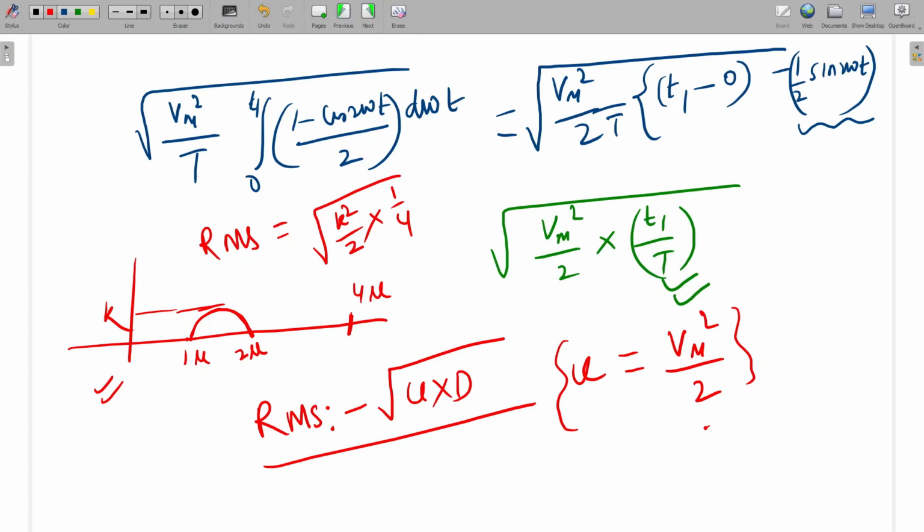Sir, why did you write 1 by 4? See, 1 by 4 means the duty of this waveform. This waveform is present from 1 microsecond to 2 microseconds, so the total duration is 1 microsecond. The time period is 4 microseconds, and again this waveform will repeat. So the duty of the waveform will be 1 by 4. Is it clear? Yes, sir, understood, sir.